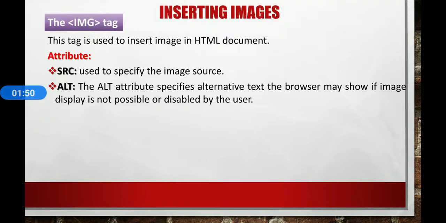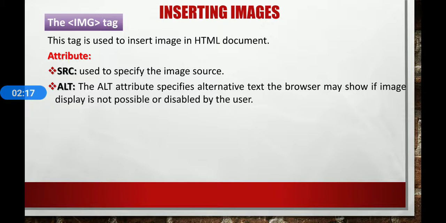The alt attribute specifies alternative text. The browser may show it if image display is not possible or disabled by the user. It's optional, but I highly recommend you use it for most images in your document. This way, if the image is not available, the user still has some indication of what is missing.